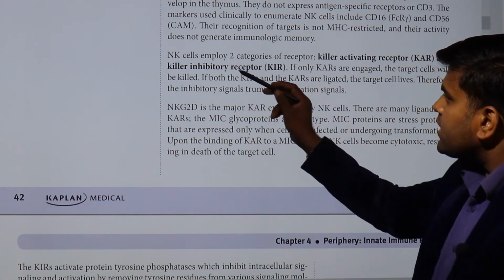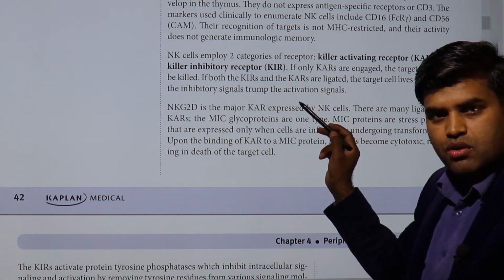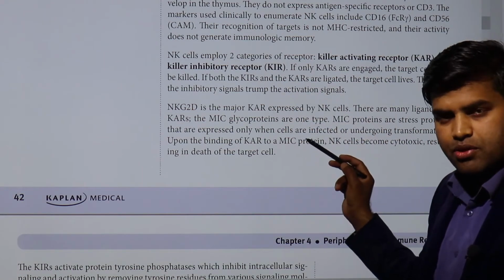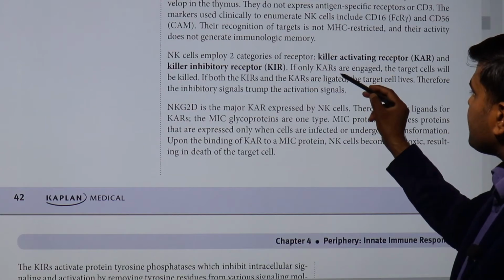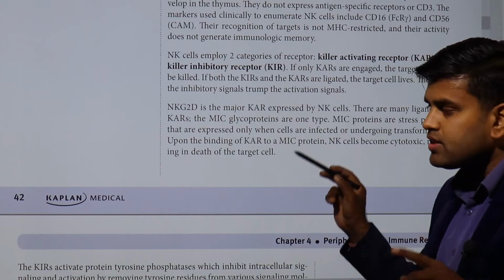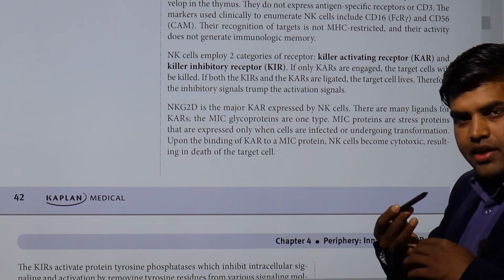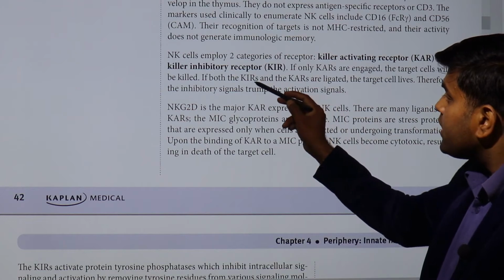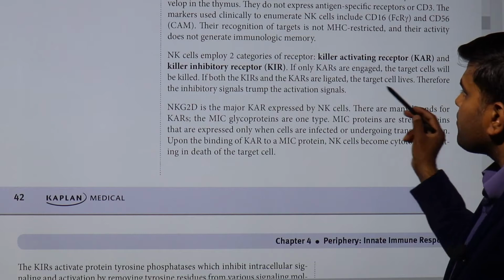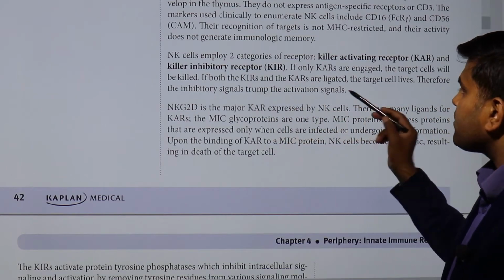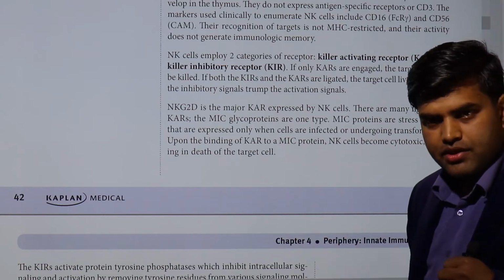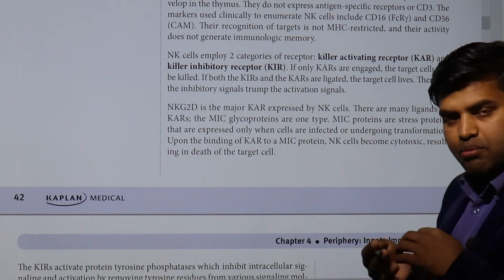So the NK cell employs two categories of receptor: one is the killer activating receptor and the other is the killer inhibitory receptor. If only killer activating receptors are engaged, the target will be killed. So if only the killer activating receptor is binding, then it will kill the cell. But if both killer inhibitory and killer activating receptors are ligated, then the target cell lives. Therefore the inhibitory signal trumps the activating signal. The inhibitory signal is more powerful than the activating signal.